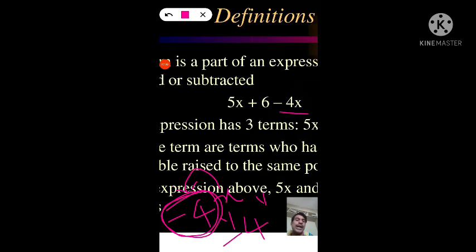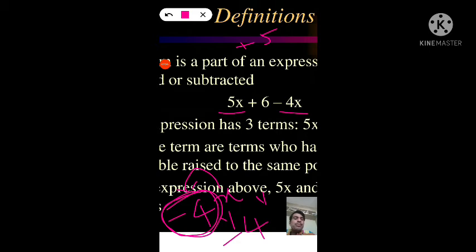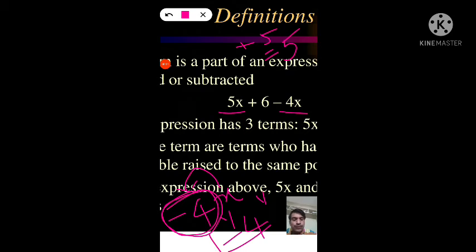Sir, why didn't you take the minus sign in the first term? Why didn't you write minus 5, sir? Yes, clearly, why didn't I write that? Because 5 is nothing but plus 5. We generally prefer to write plus 5 as 5 only, so I didn't mention the plus sign. But whereas coming to the minus sign, we should definitely mention the negative sign, so I am writing minus 4.